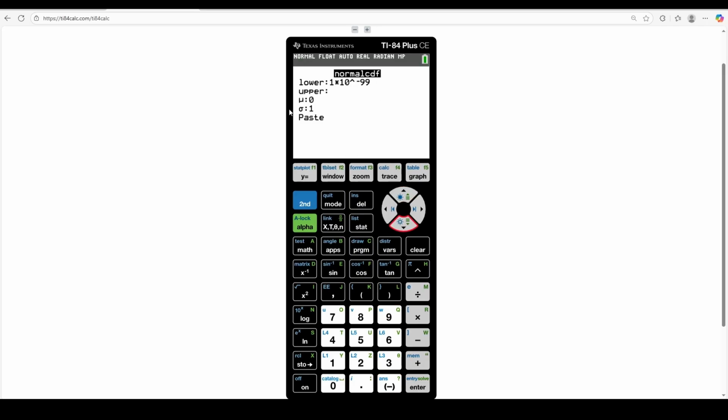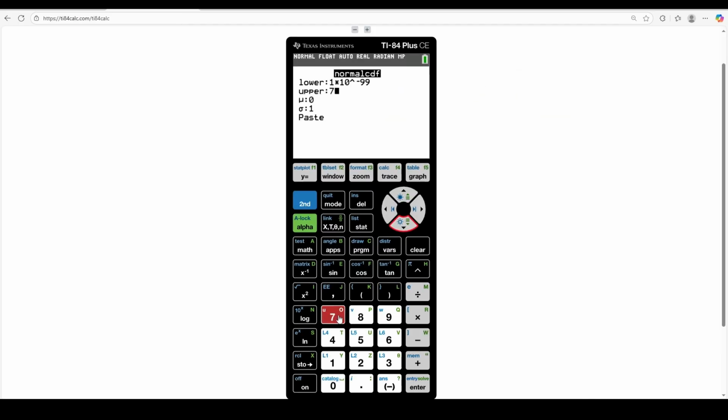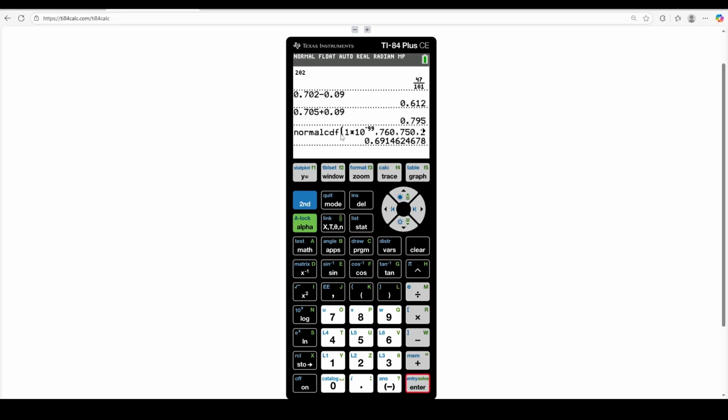And from there, you can plug in your upper bound. So we're looking from anything really close to 0, if not 0, and then our upper bound is the maximum value that we want to stop searching for. The calculator is going to start searching for the percentage of students that scored a 0, or very close to 0, and it's going to start looking at higher and higher scores, but we want the cutoff to be 760. We don't want to see any student that scored above a 760, so my upper bound has to be 760. Then this symbol right here is the mean, which is 750, and this symbol is the standard deviation, which is 20. So if I go ahead and press paste, I can see that the normal CDF gives me a value of 0.6914.